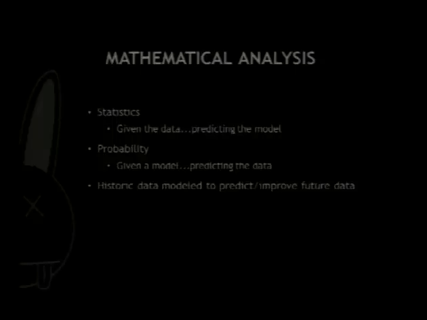So some basic concepts. Statistics: you have data, you're trying to make a model of the data to figure out what's going on. Whereas with probability, you have a model and you're trying to predict the data. Two important concepts that are often mixed up, but essential to know when you do mathematical analysis of large data sets. One of the intended goals is to take this historic data going back as far as we have recorded, some even pre-internet, and model that to predict, improve outcomes, and forecast. That's the goal, and that's what's being mostly done with these anonymized data sets.